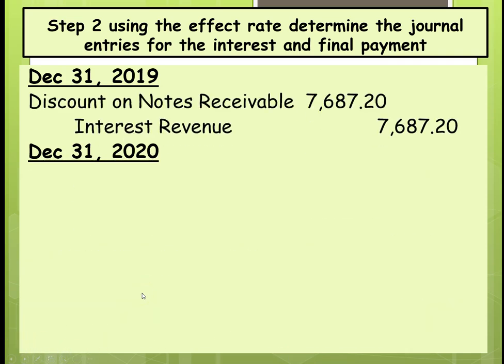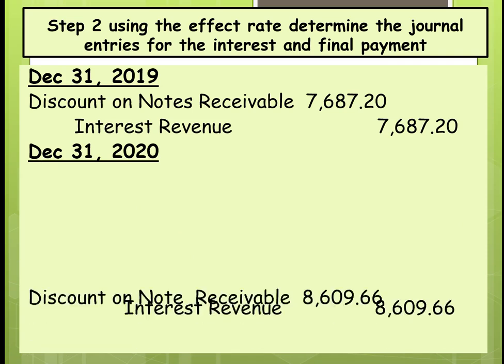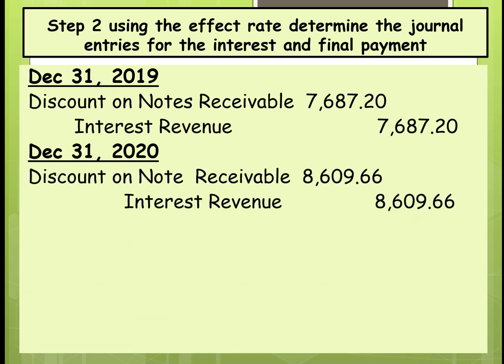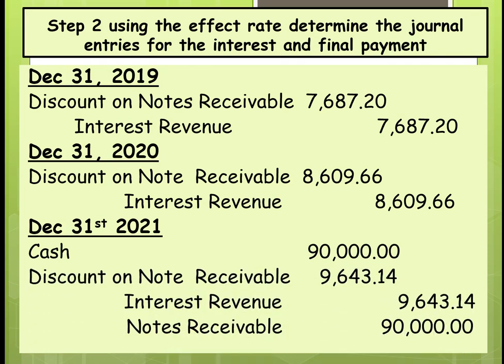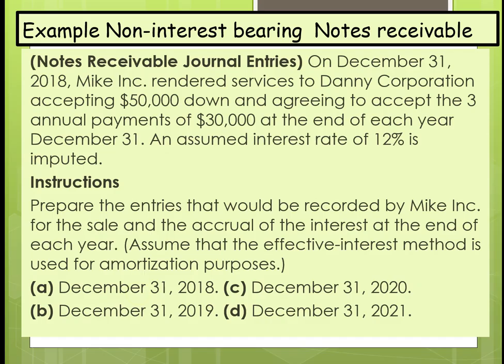Again, this would be our entry at the end of 2019. We'd book our interest revenue. This would be our entry at the end of 2020. And then we would receive our cash, our notes receivable, and book our last interest revenue. Now let's take a look at another example.